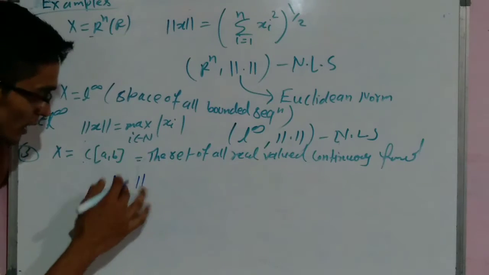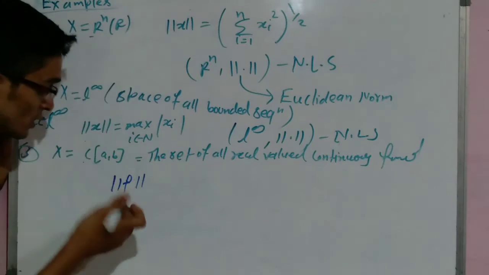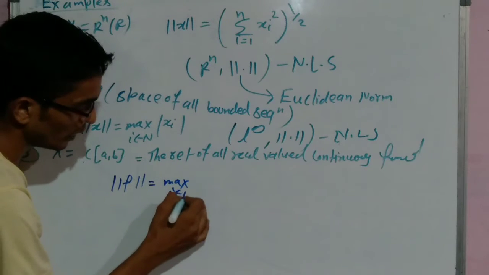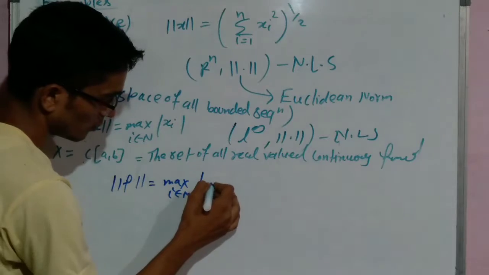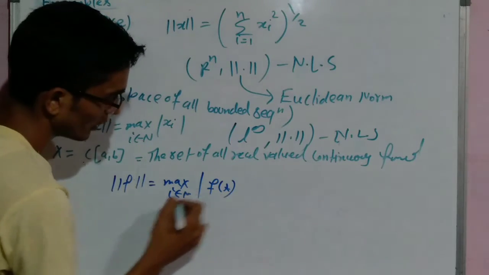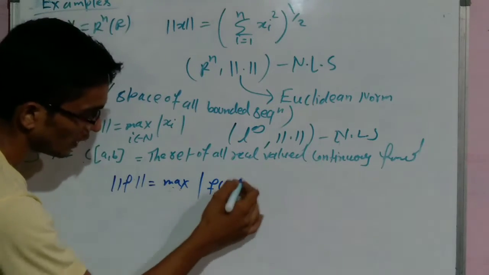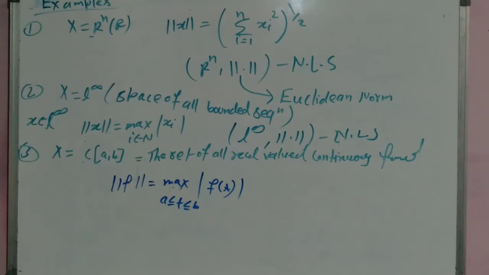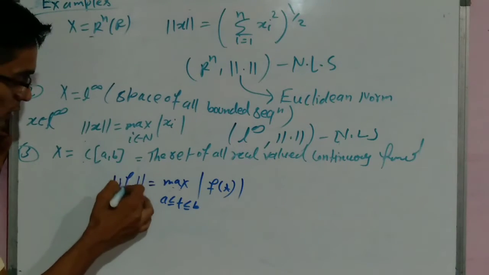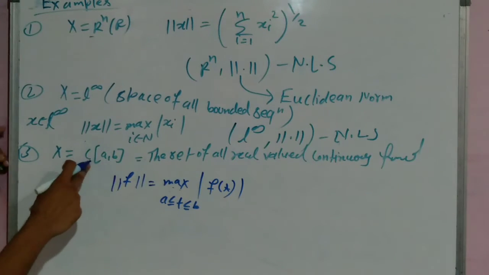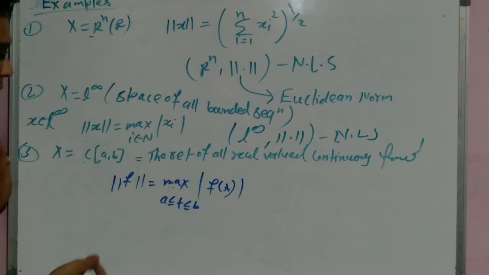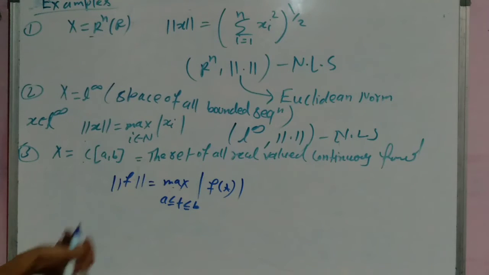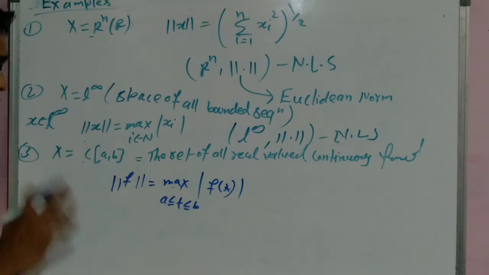So we take f as any continuous function. For this we define the norm of f as the maximum of mod of f(t), where t lies between a and b. So this is the norm of C of [a, b]. So C of [a, b] is a real normed linear space because we can find a norm.